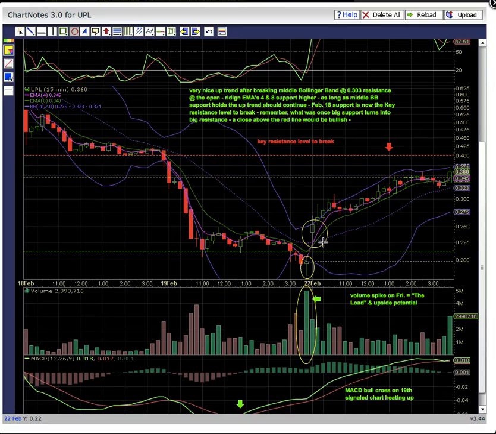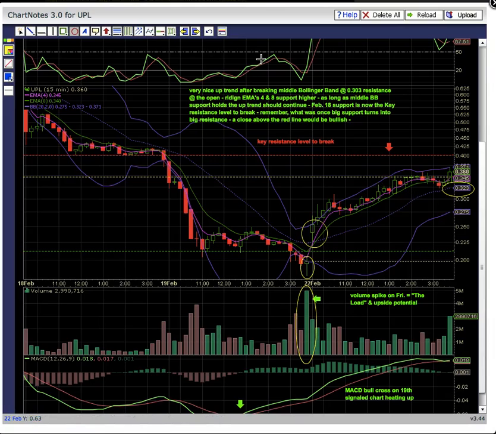The share price opened above the middle Bollinger Band, and candles continued riding EMAs 4 and 8 support the entire day. So what you're looking for here is the middle Bollinger Band at 0.323. You want to see that level hold. If that level breaks, that's going to signal downside risk.